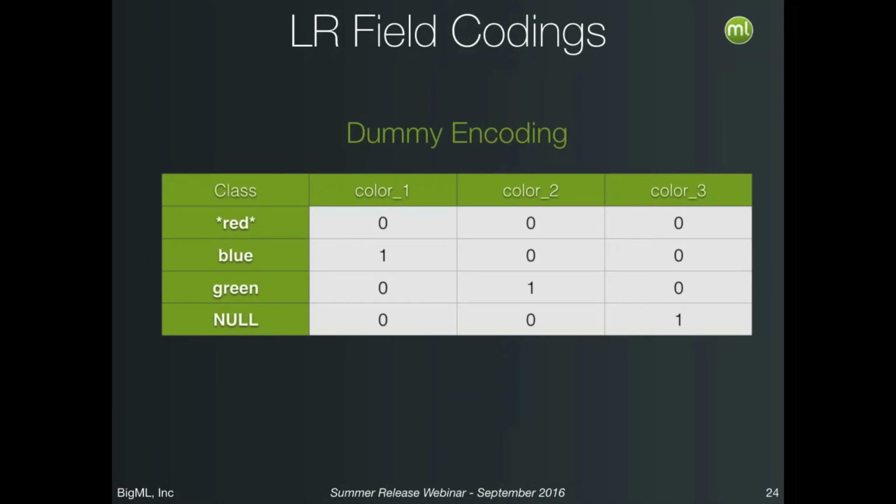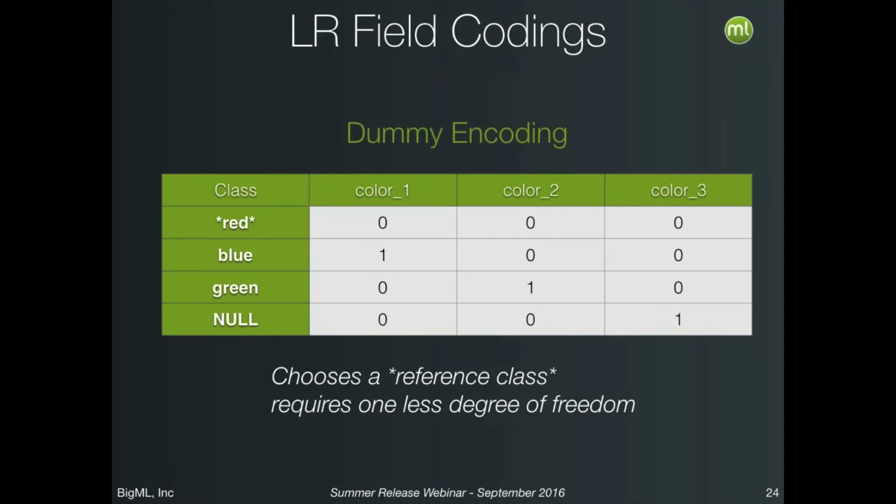We could start by just choosing some reference class, and then we would be adding one less degree of freedom. Instead of adding 4 features, we can get away with just adding 3 by choosing this reference class. In this case, it's the one asterisk there. We've said, okay, red is our reference class. So when it's red, I'm going to add these 3 new features, color 1, color 2, and color 3. And when it's red, they're just all 0.